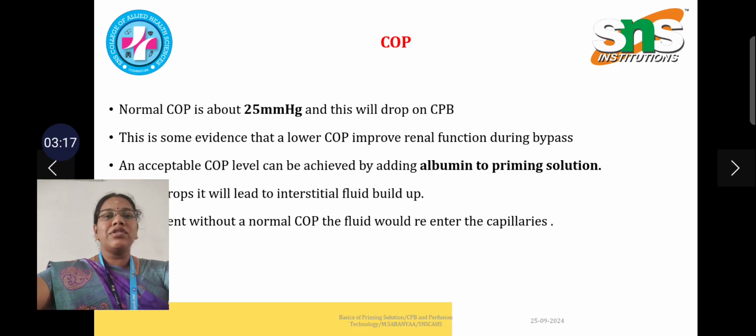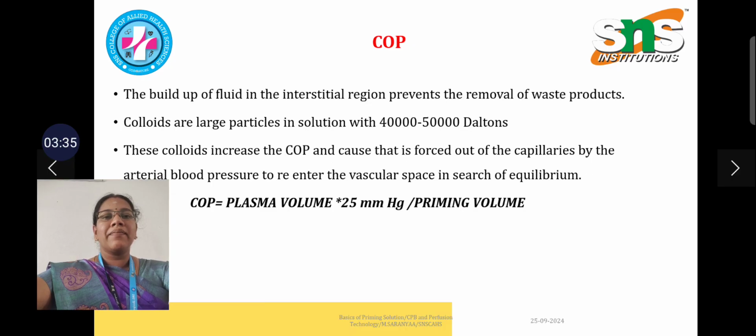The normal colloid osmotic pressure is 25 mmHg and this will drop on bypass once you do hemodilution. Maintaining colloid osmotic pressure improves renal function, and it is very important to avoid fluid shift or interstitial fluid buildup. The buildup of fluid in the interstitial region prevents the removal of waste products.